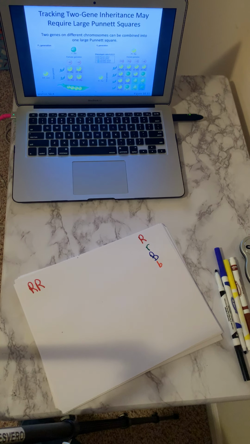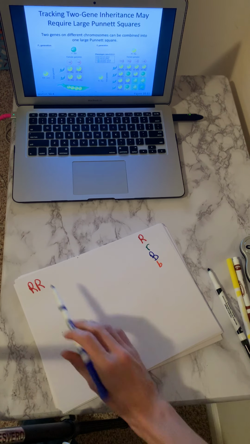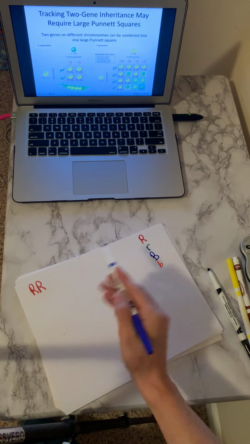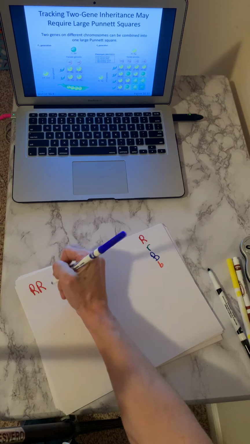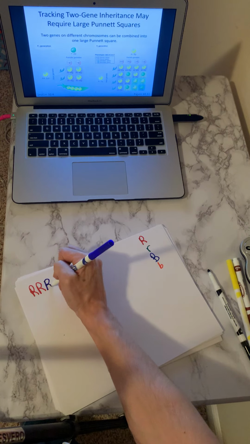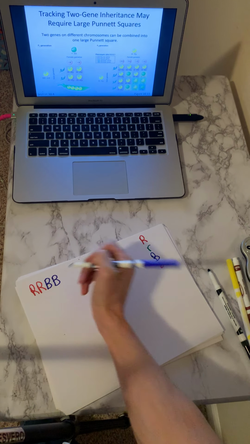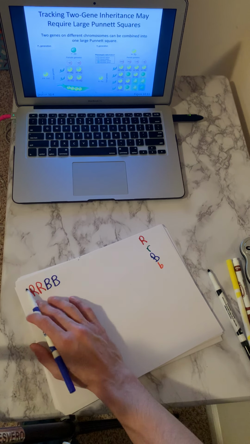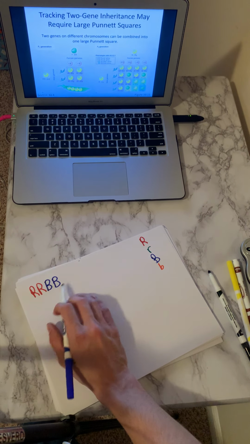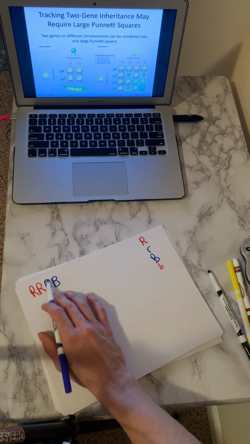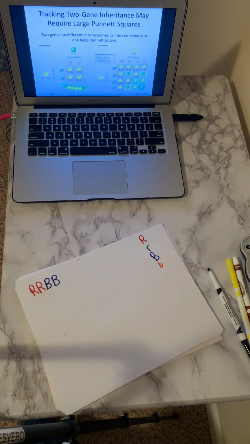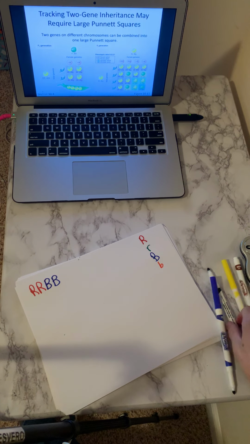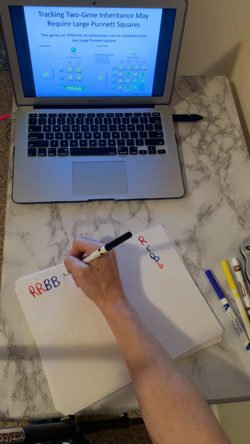A homozygous dominant bird with red feathers, and a homozygous dominant bird with blue wings, so a homozygous dominant bird with red feathers and blue wings. Our second trait is blue wings. That's also going to be homozygous dominant. So RR, big B, big B. So a bird homozygous dominant for red feathers and homozygous dominant for blue wings at the same time. You're going to be crossing that with the exact same thing.